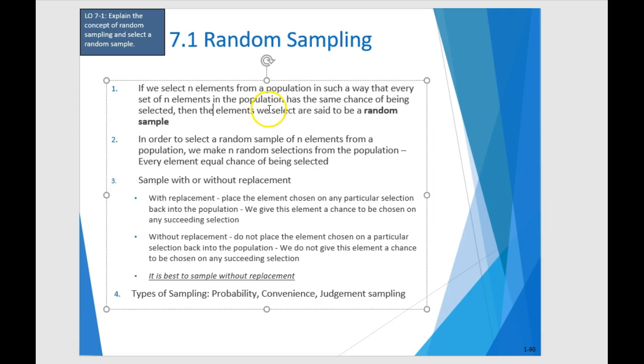Okay. And now we see the types of sampling: we have probability sampling, convenience sampling, and judgment sampling. Probability sampling is where we know the chance that each element in the population will be included in the sample. This allows for statistical inferences. Convenience sampling is where we select elements because they're easy or convenient to sample. So that's like volunteer response sampling. That's when the participants self-select.